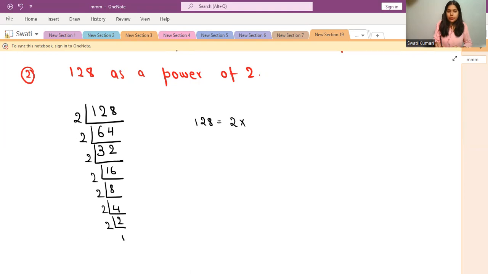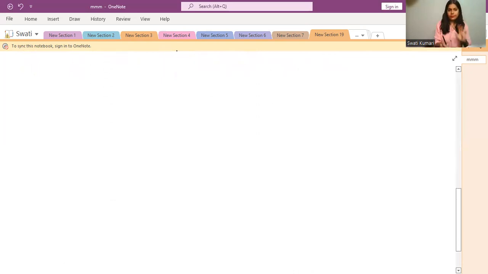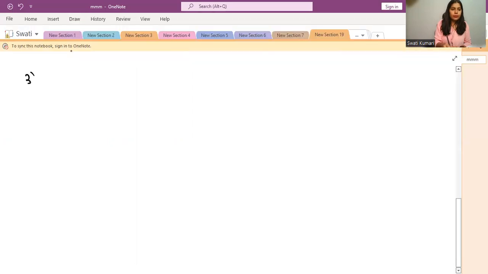So we can write 2 into 2 into 2, 4, 5, 6, 7 times. Therefore, what's the answer? The answer is 2 raised to 7. So this is our answer for this question, expressing 128 as a power of 2. Now we can go to the next question. We have to now find the value of some expressions. Let's do our first question, or we can say third question. Now you have to find the value of 11 raised to 2.